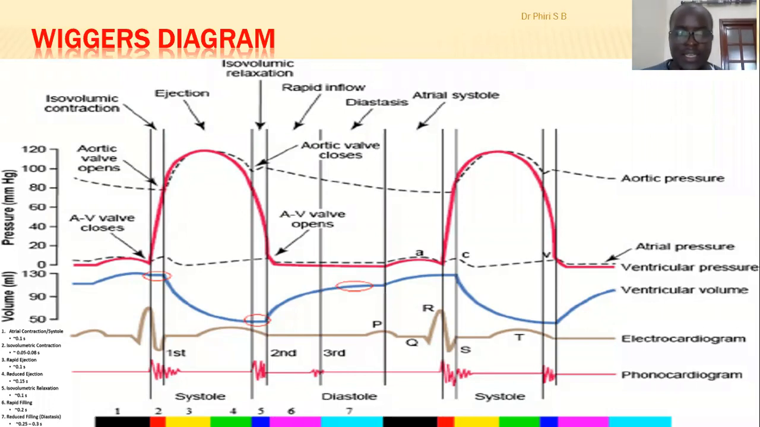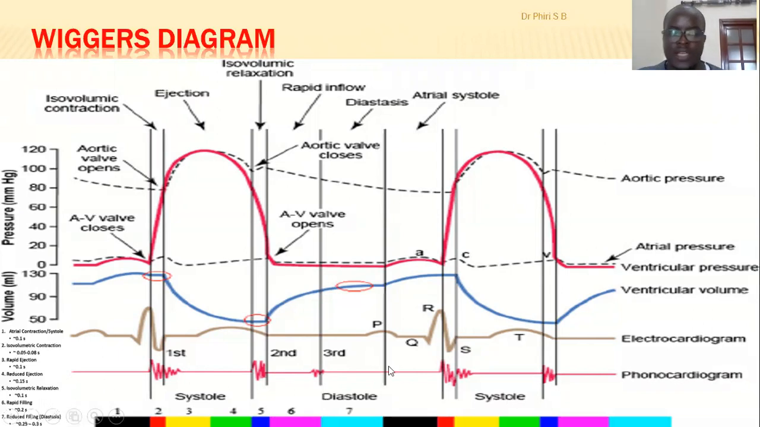So you can see here that there are a lot of things. Like I said, on the x-axis, you have time, and on the y-axis, you have a lot of things here. The time on the x-axis is also describing the cardiac cycle, so the different stages or phases of the cardiac cycle. Phase 1, 2, 3, 4, 5, 6, up to 7, and then it will repeat itself. It will start again, phase 1, 2, 3, 4, up to 7.